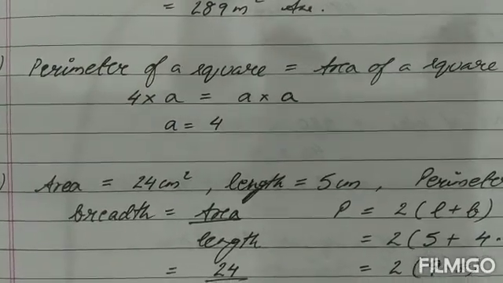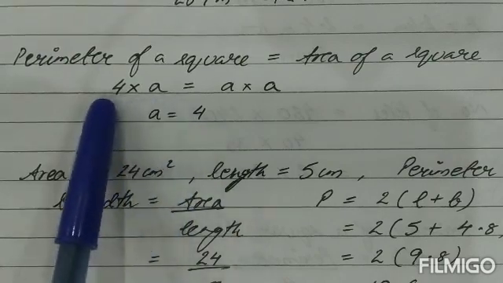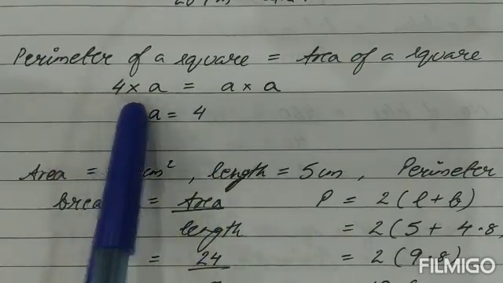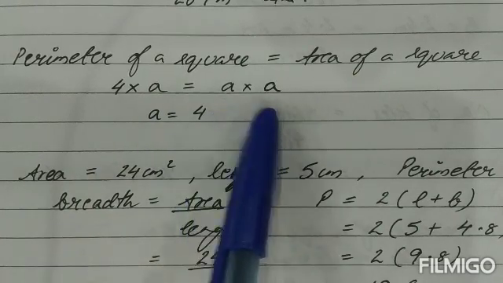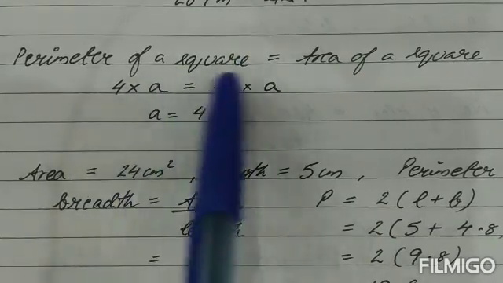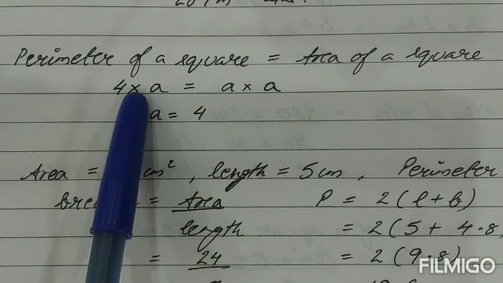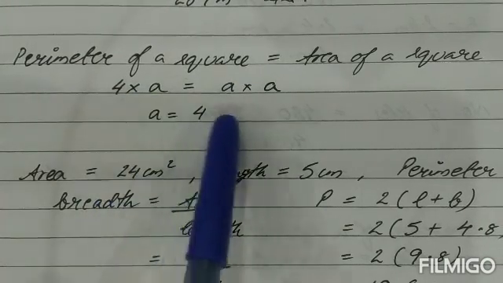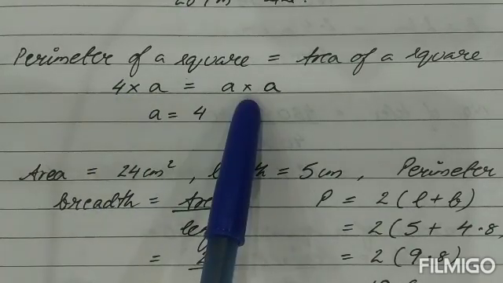So what are we going to do, children? We don't have any values over here, so you're just going to use the formulas. Perimeter is 4 into side, that is 4a, and area is equal to side into side, so that is a into a. Now from both the sides I can reduce 1 a, so 1 will be left, that is a is equal to 4. That means, children, I have reversed it and I have written it. Otherwise, from here you get 4 is equal to a or a is equal to 4.